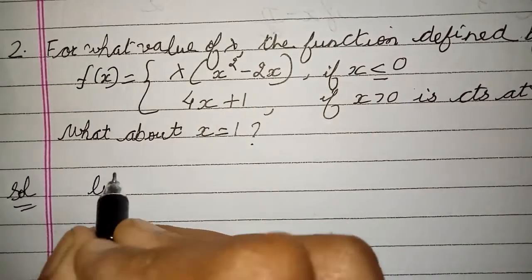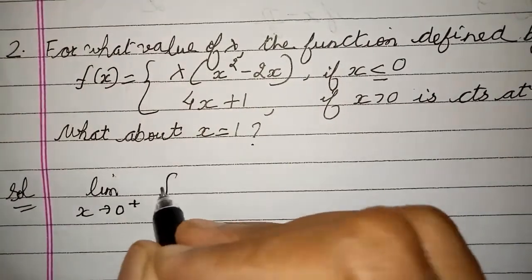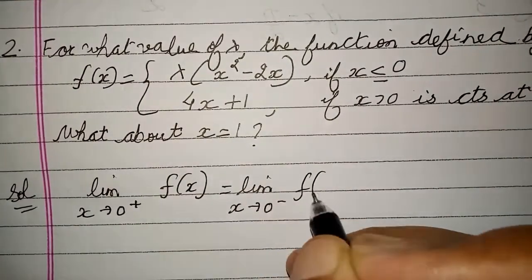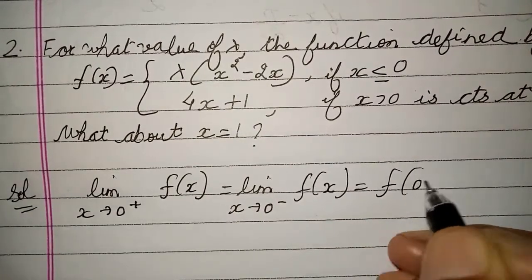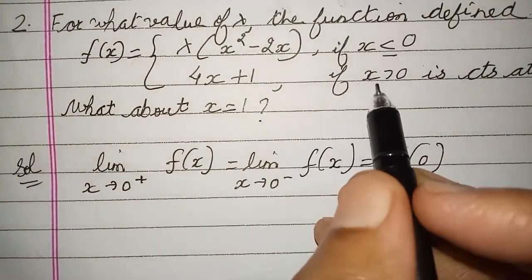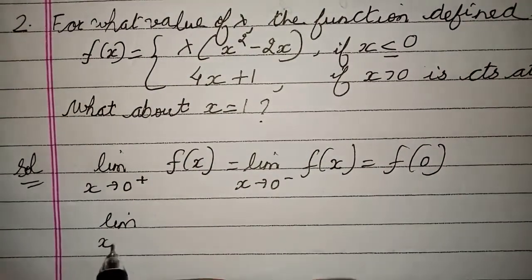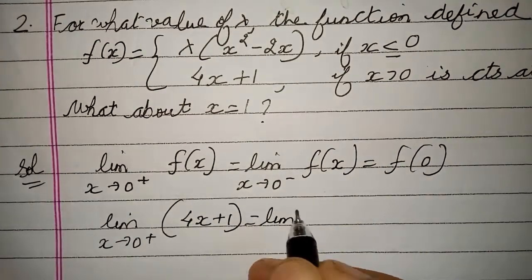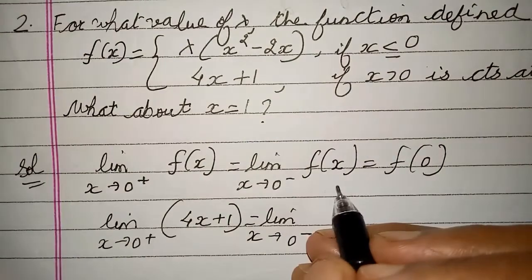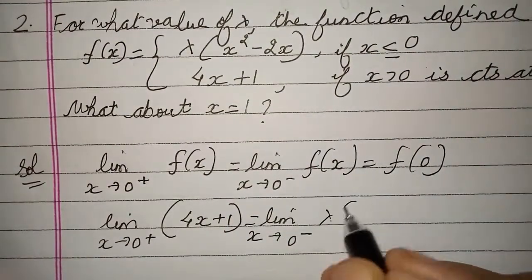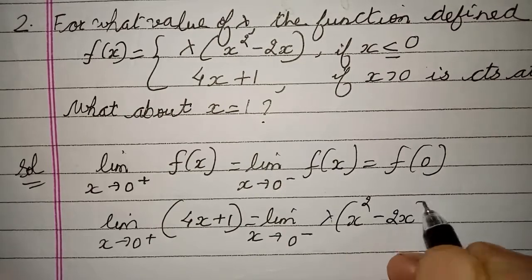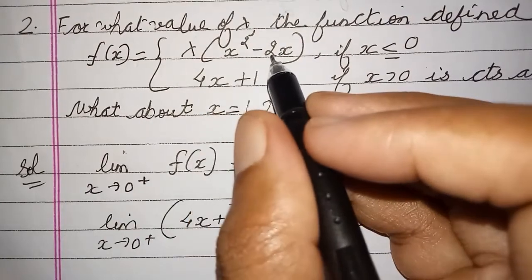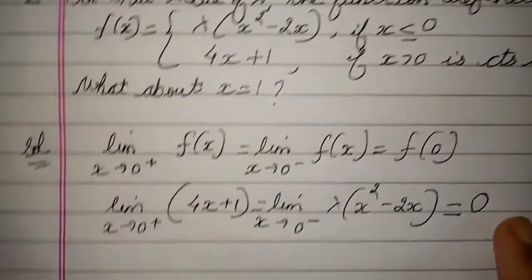So it should be limit as x tends to 0 plus f of x is same as limit as x tends to 0 minus f of x is same as f of 0. X tends to 0 plus means x greater than 0. So it is limit as x tends to 0 plus 4x plus 1 is equal to limit as x tends to 0 minus of f of x, which is lambda x square minus 2x, and it is equal to f of 0. F of 0 means here, so it is 0 minus 0 into lambda. So the answer is 0.